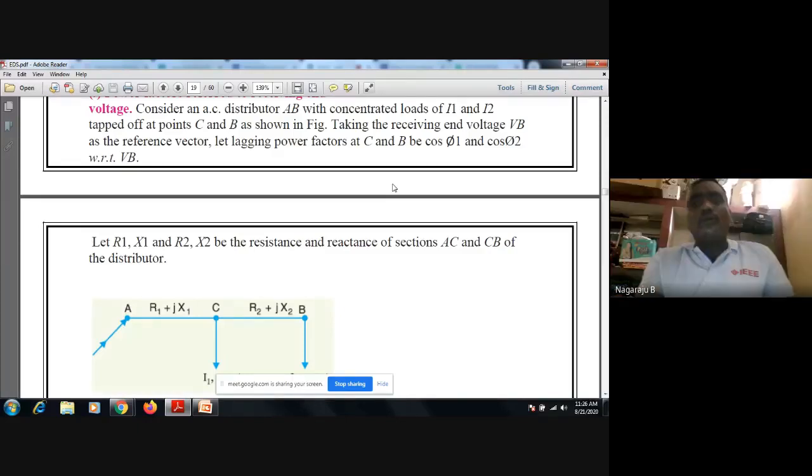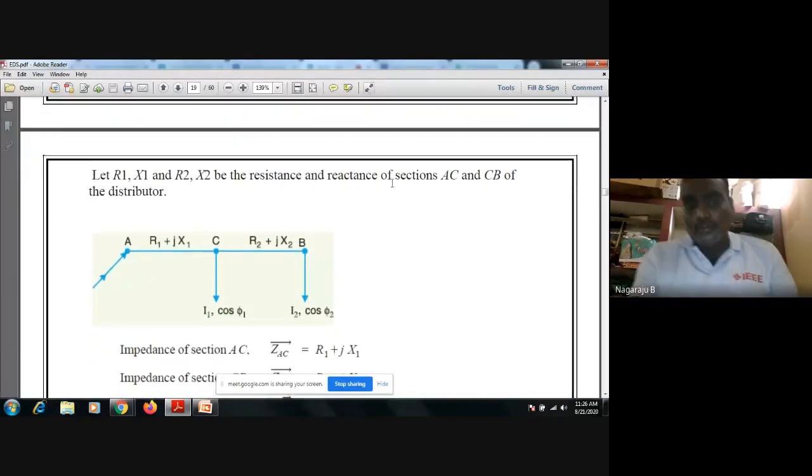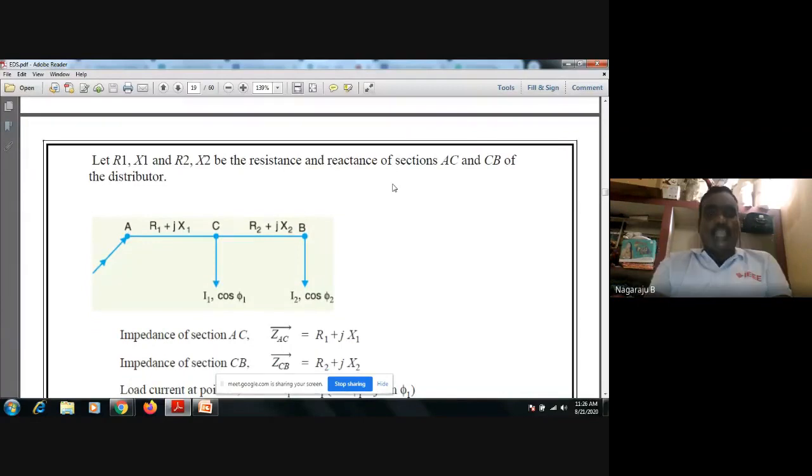So from A to C, sending end to receiving end, tapping point A to C, there is some current. Tapping point means you have some current, and because of that current it has some power factor. For point B also you have some current and some power factor. Because of the distances, you have some resistances also: R1, X1 for A to C, and R2 and X2 for C to B. So I am going for the calculation.